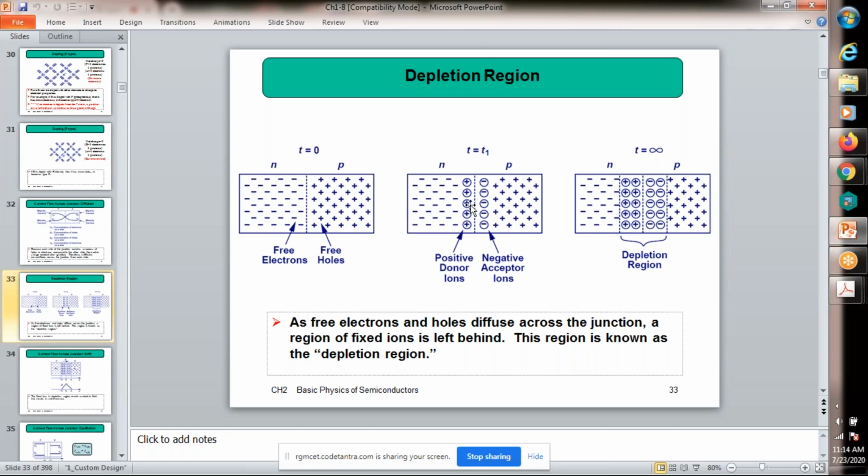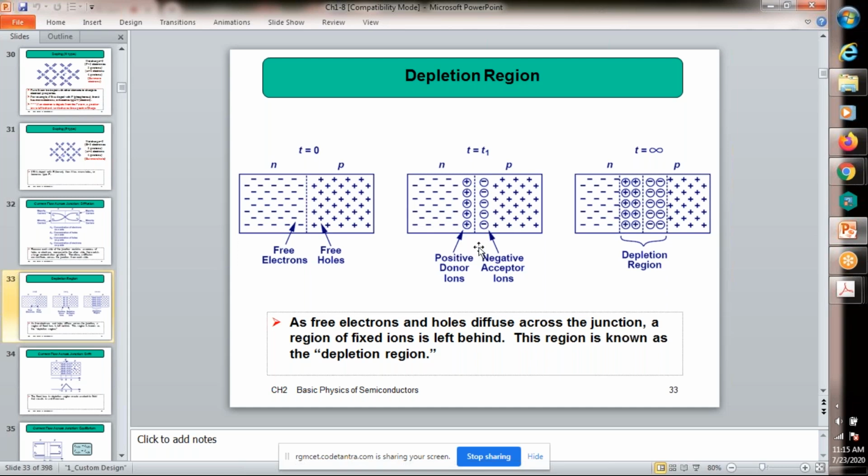After some time, the n-side electrons jump into the p side. Why? Because a phosphorus atom has one extra electron to donate. That electron fills up an incomplete covalent bond in the p side. Now on the left-hand side it creates a positive ion. Similarly, on the right-hand side it creates a negative ion. These ions do not carry any mobile carriers. These ions are immobile.